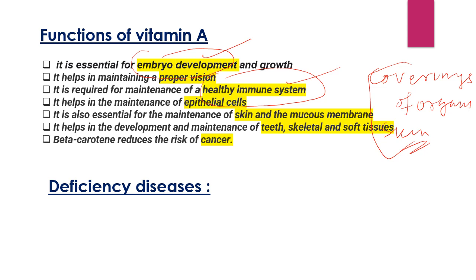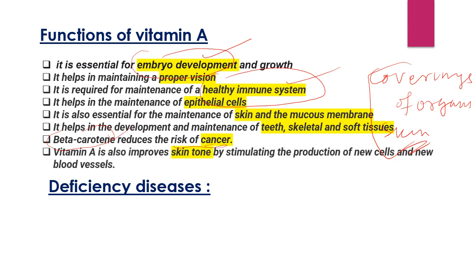Next, beta carotene is a component that is present in vitamin A that reduces the risk of cancer. Next, vitamin A also improves the skin tone by stimulating the production of new cells and new blood vessels. So as it creates new cells and new blood vessels, fair skin tones are possible due to vitamin A. Now, let us move to the deficiency diseases.